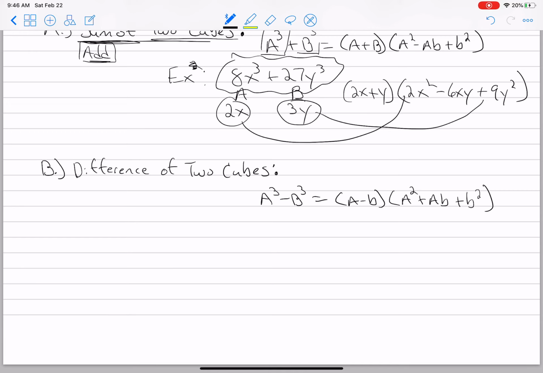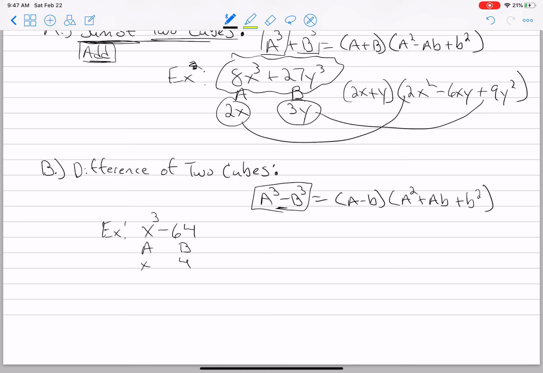Last one is the difference of two cubes, which is just when you have two things being cubed and they are subtracted. It equals a minus b times a squared plus ab plus b squared. So very similar to how you would factor that. Let's go with x cubed minus 64. X cubed is a perfect cube. 64 is what? 4 times 4 times 4. 4 times 4 is 16. 16 times 4 is 64. So a is x and b is 4.